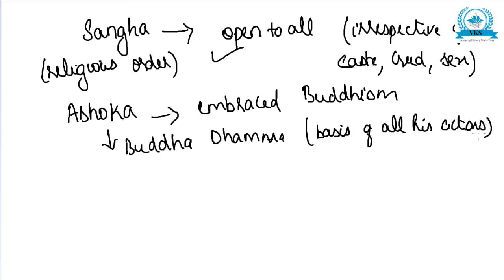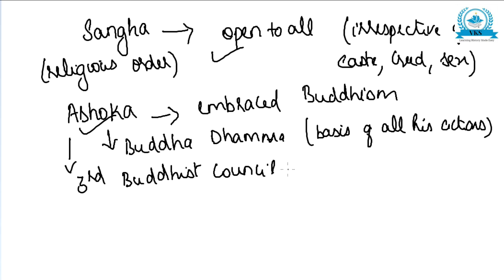The emergence of Ashoka the Great was an important turning point in the history of Buddhism. He embraced Buddhism and made Buddha Dhamma the basis of all actions in spiritual as well as temporal fields. He was the person behind the organization of the Third Buddhist Council, which we have already studied. After that, missionaries were sent.